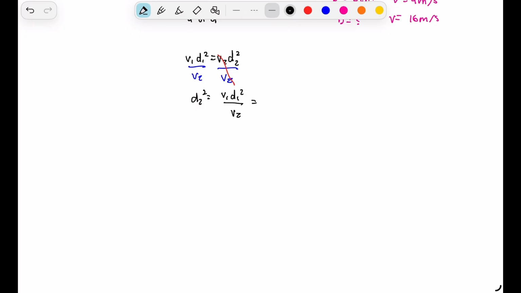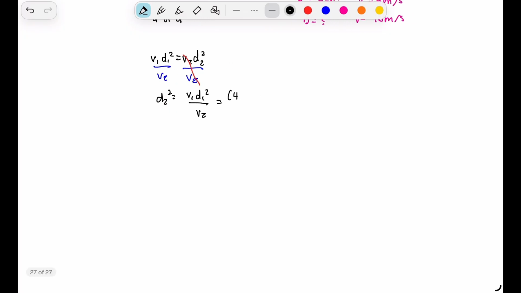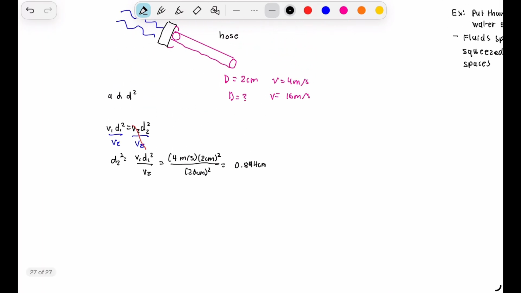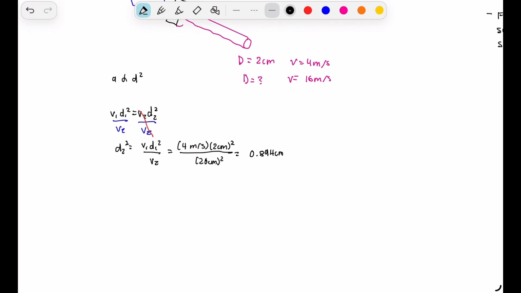And then you simply substitute in your values. V1 was 4 meters per second. D1 is 2 centimeters, and this is over 20 centimeters squared, which will give you 0.894 centimeters. So again, we have that when the diameter is 2 centimeters, you're going to have a velocity of 4 meters per second. Let's find the rate of flow for this.